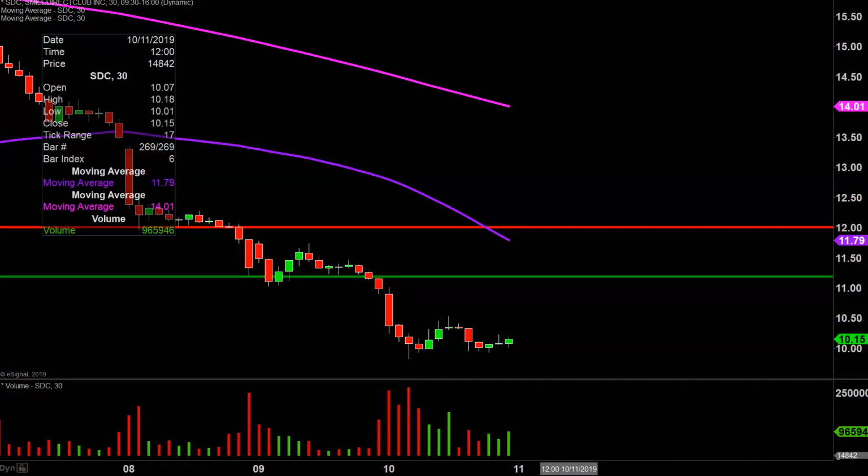Real quick, what do I mean by 30-minute, in case maybe you're new to charts? Instead of showing these candlesticks here representing one day's worth of price action, which is what you would normally see, each one represents 30 minutes. So while this here may look like several days' worth of time, it's actually today's price action broken down into 30-minute time slices.